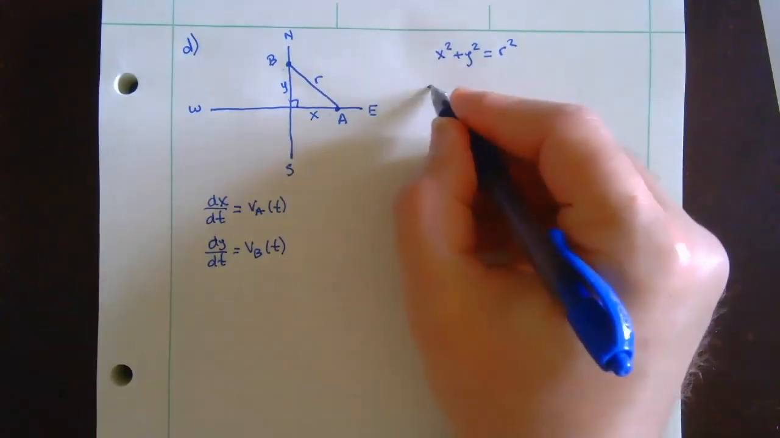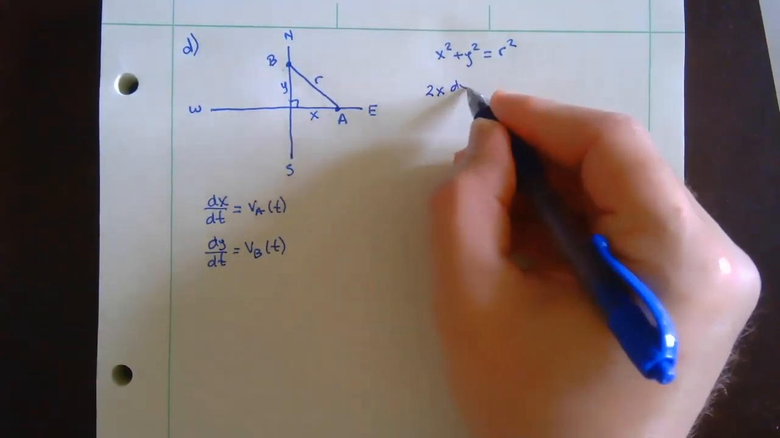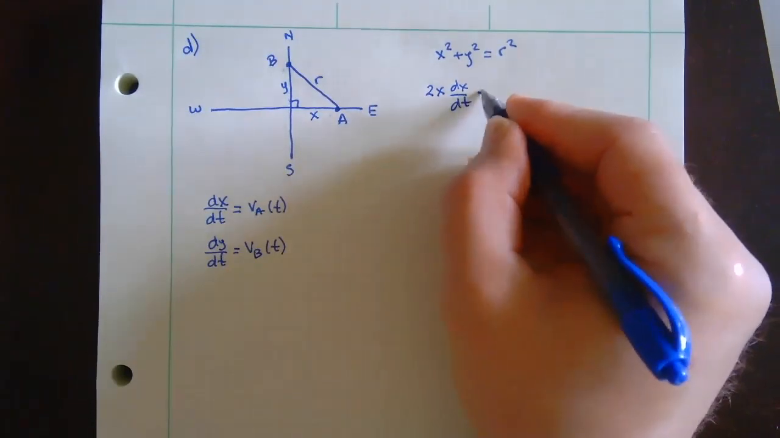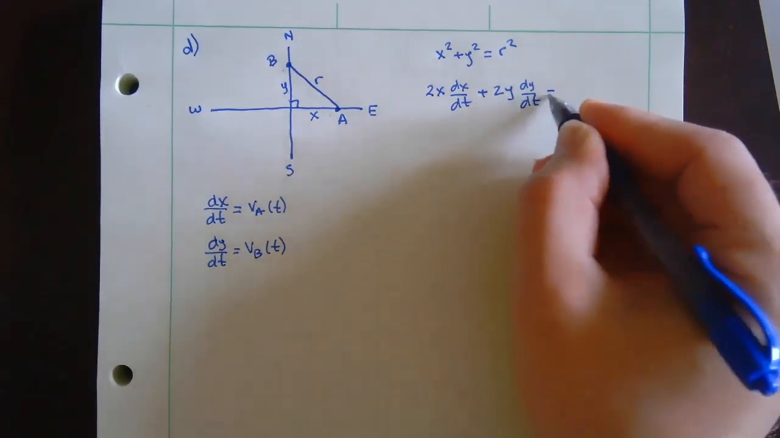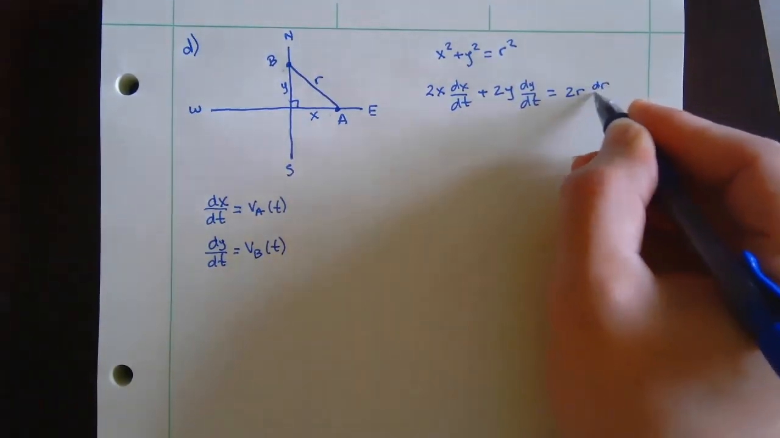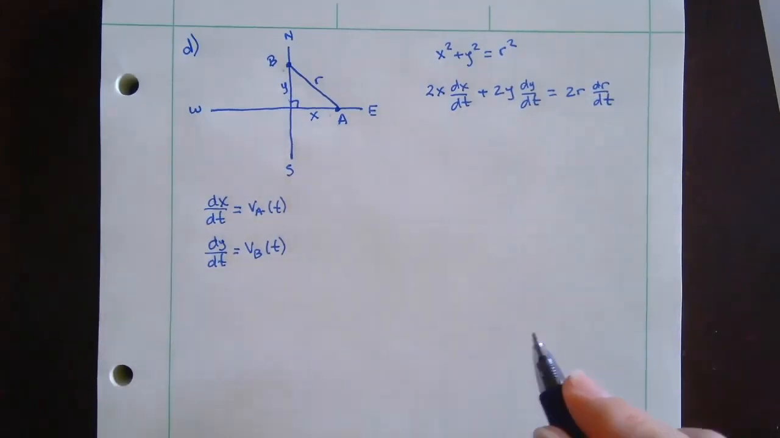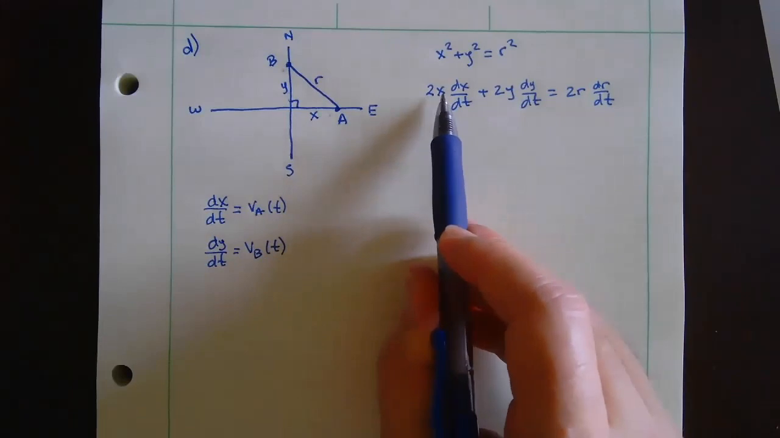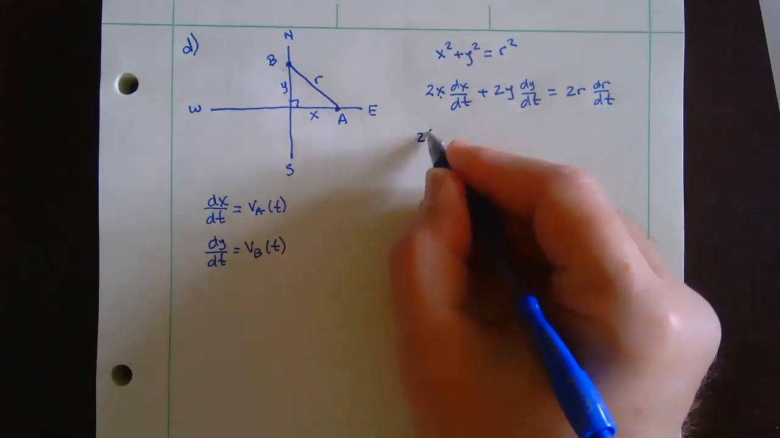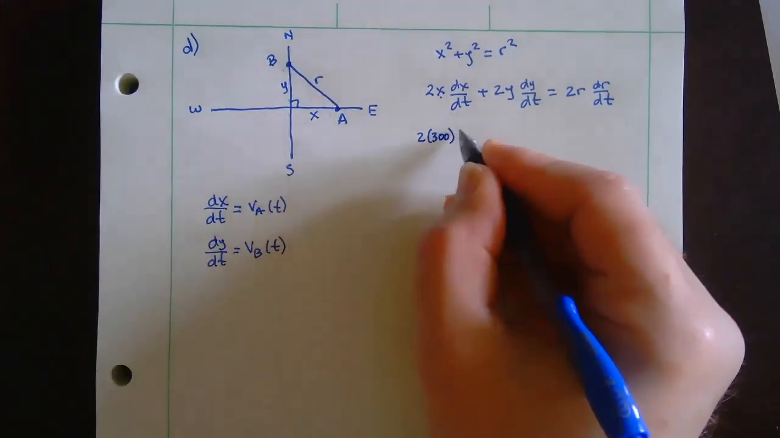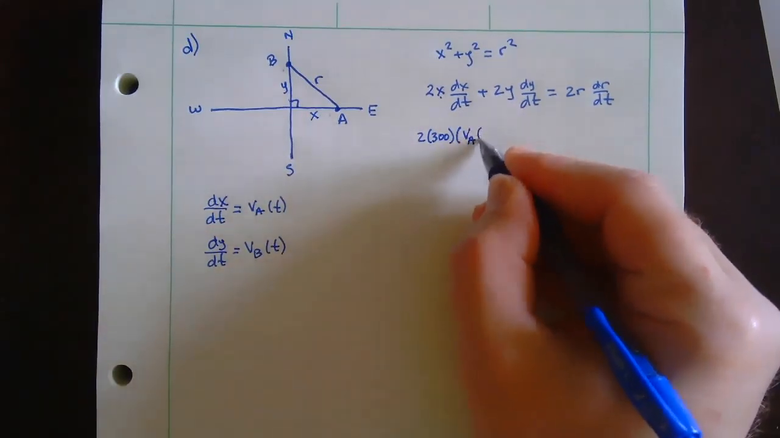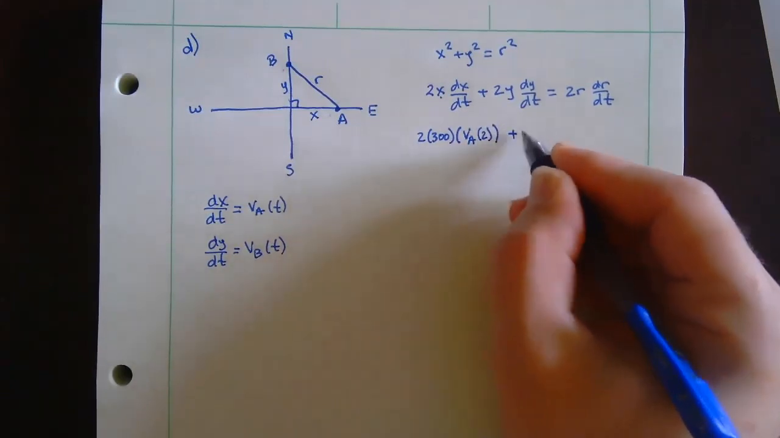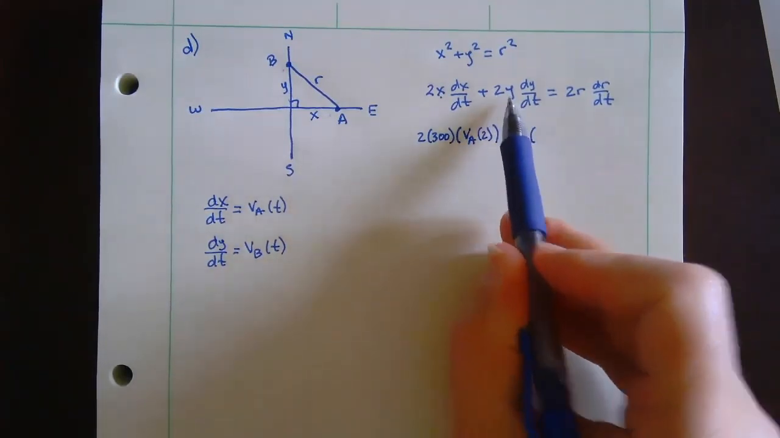So this would be 2x times dx over dt plus 2y dy over dt is equal to 2r dr over dt. So this is the distance at time t equals 2 for train A, right? So this would be 2 times 300 times v sub A at time 2, plus 2 times 400, right?